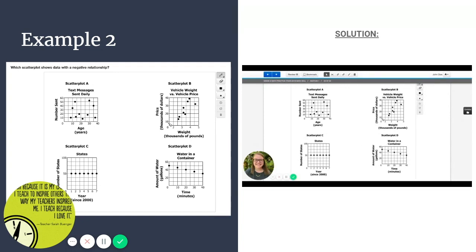And looking at scatter plot D, this is water in a container. So this is the amount of time in minutes and the amount of water in gallons. So as my time goes on, as my time increases, the amount of water in that container is decreasing. So this one here would be a negative correlation between the two.